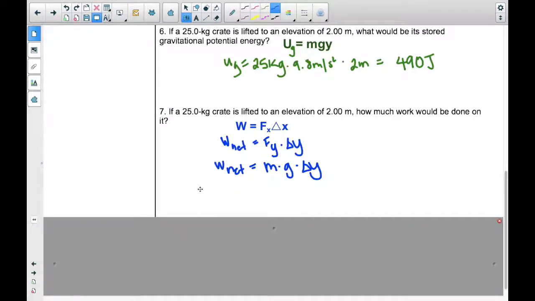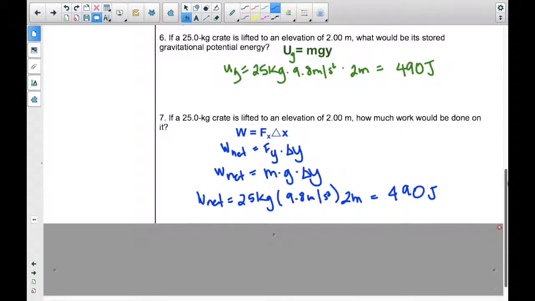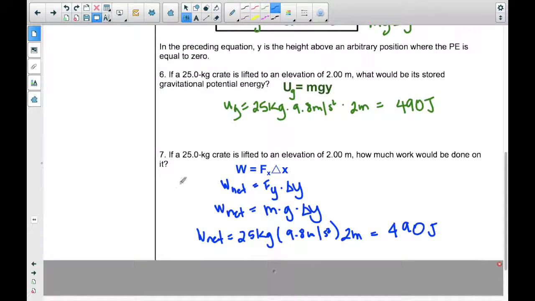So our work net, we can go ahead and plug in some numbers here. Our work net is the mass, which is 25 kilograms again. Gravity, 9.8 meters per second squared. And our delta y is 2 meters. And so once again, we have the same answer as before, 490 joules. So basically, if we look at these two examples, they both come up with an answer of 490 joules.